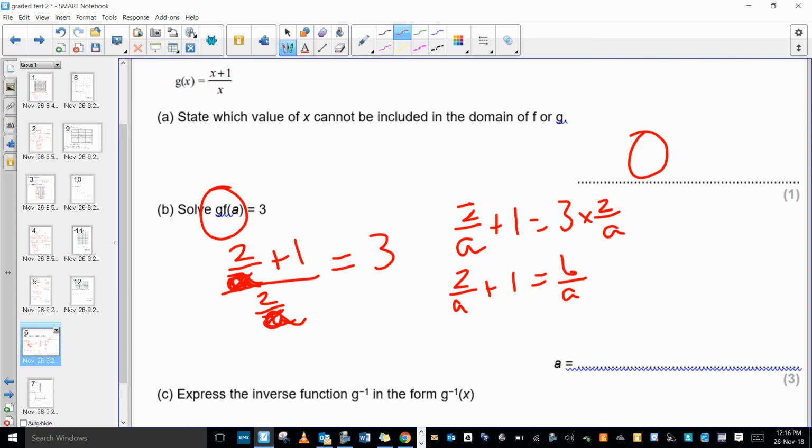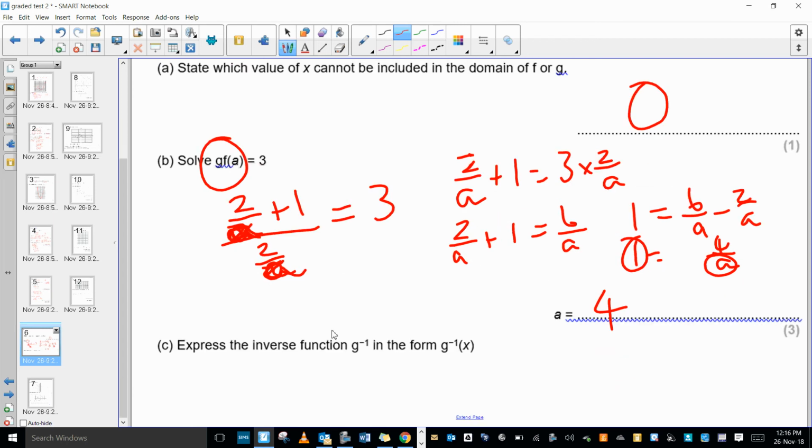I'm going to join my a's together. So I've got 1 equals 6 over a minus 2 over a. So that's 1 equals 4 over a. And then switch these, so a is 4 over 1, which is 4.